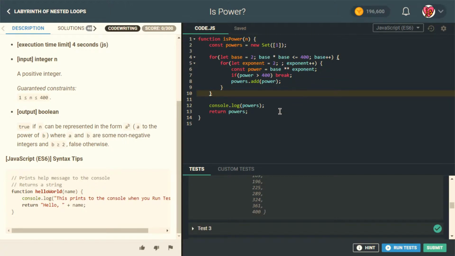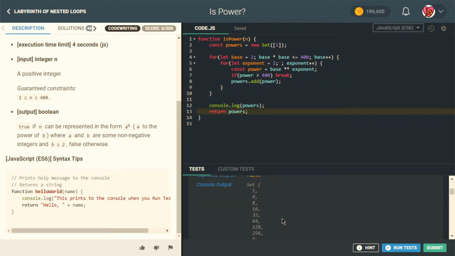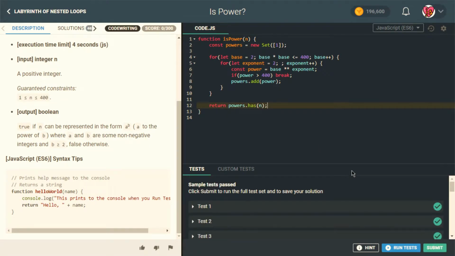Okay, so for this, we've got our set here of all of our powers. Could we just do something like this? Return powers.has(n)? Yeah, we could. Turns out it can be that simple.